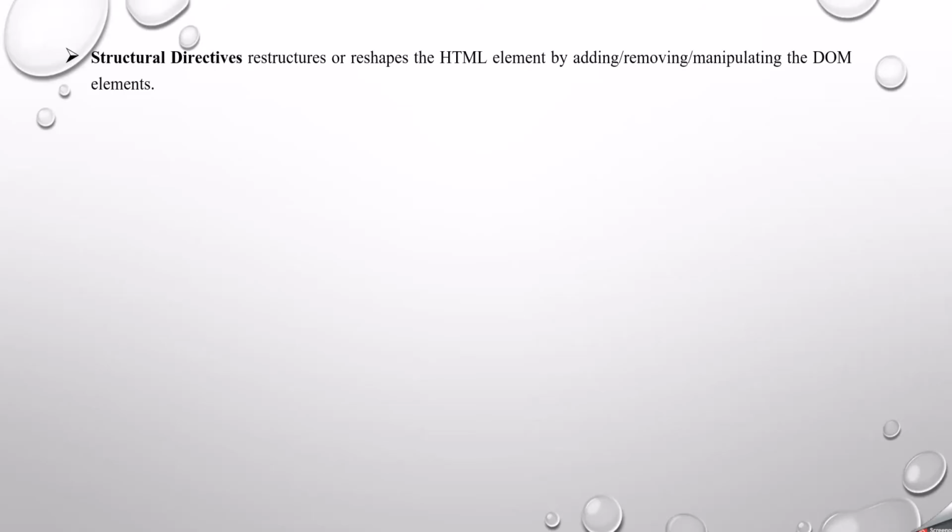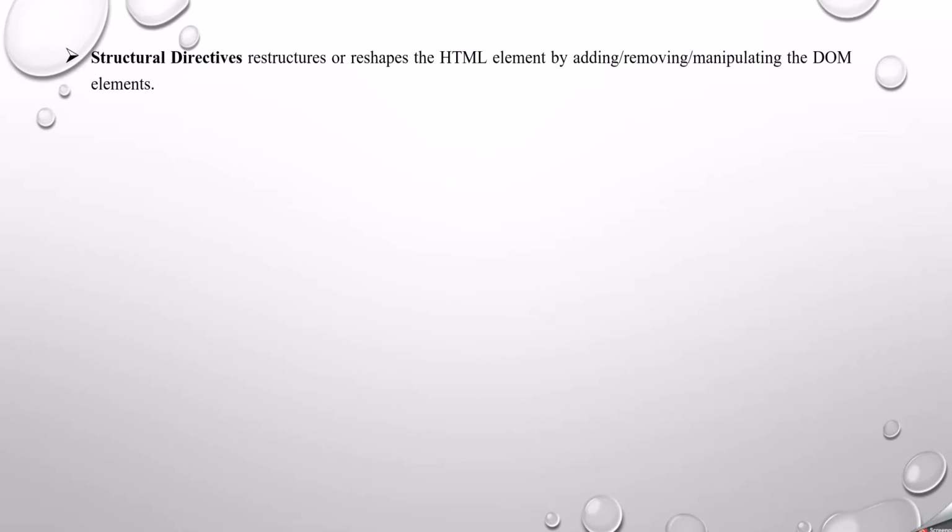As the name implies, a structural directive defines a structure, adds a structure, or modifies the structure of an existing DOM element. The definition says a structural directive restructures or reshapes an existing HTML element in the DOM, based on a condition.